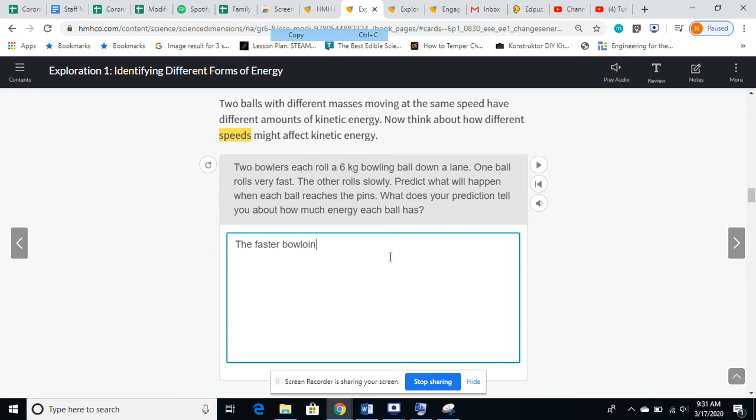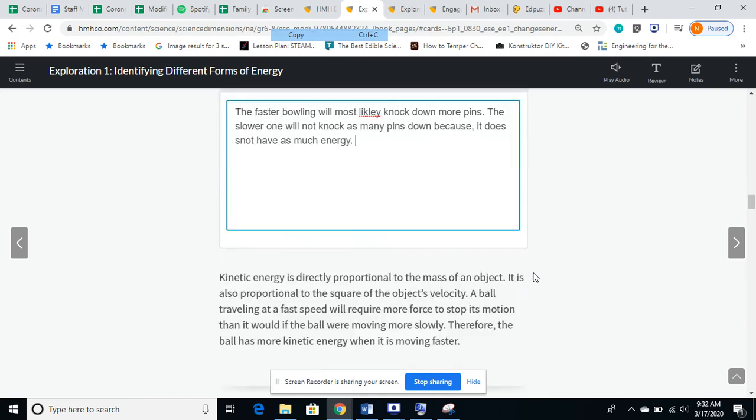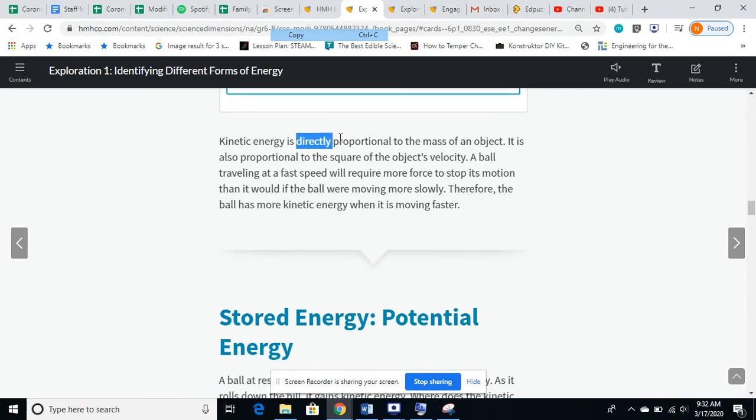What does your prediction tell you about how much energy each ball has? The faster bowling ball most likely knocks down more pins. Of course, you have to be accurate too. Say that they're both accurate. The slower one doesn't knock as many down because, and you guessed it, it does not have as much energy. Kinetic energy is directly proportional. That means it correlates to the mass of an object. It is also proportional to the square of the object's velocity.